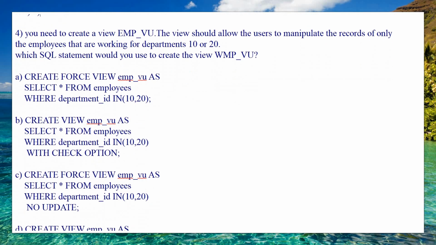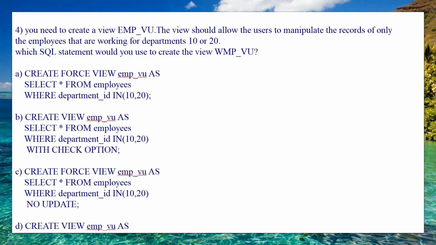Then the fourth question, there is a query. You need to create a view emp_vu, and the view should allow the users to manipulate the records of only the employees that are working for departments 10 or 20. Which SQL statement should be used to create the view emp_vu? We need to create a view that is emp_vu.